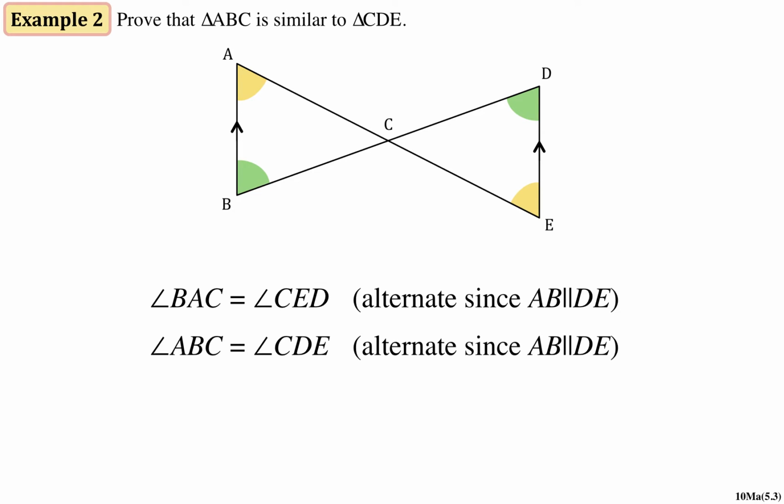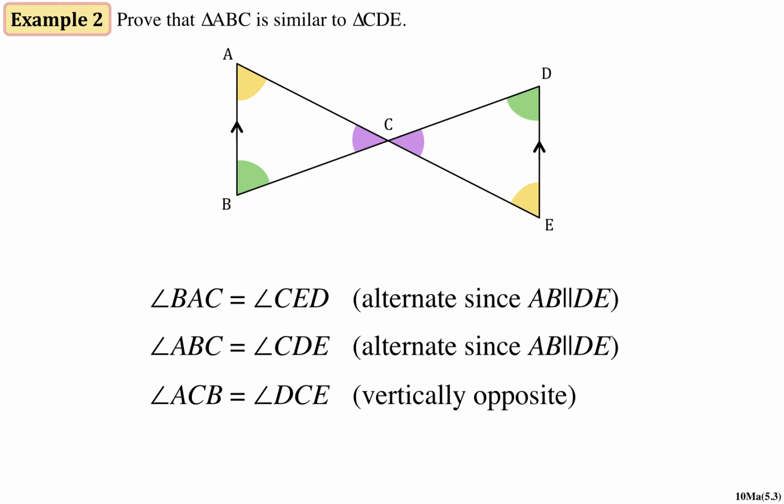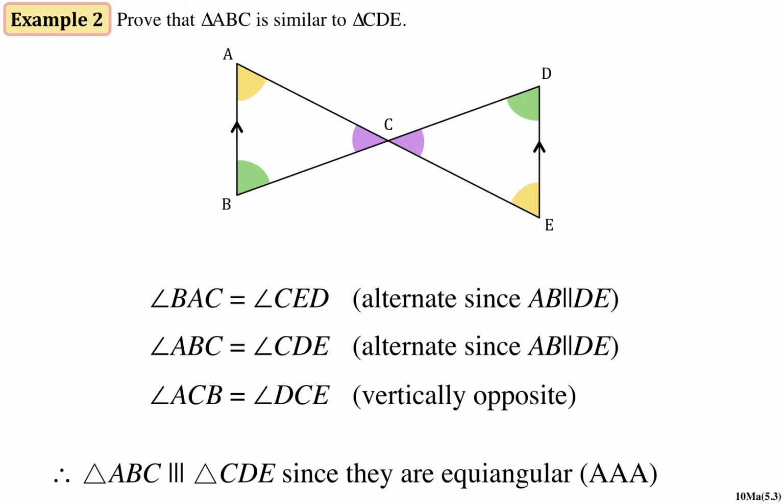Well, I've only got one pair of angles left. Why are they equal? Well, they're equal because they're vertically opposite to each other. So I've shown that I've got 3 matching sets of angles, or corresponding sets of angles. So I can say triangle ABC is similar to triangle CDE since they have 3 pairs of matching angles.